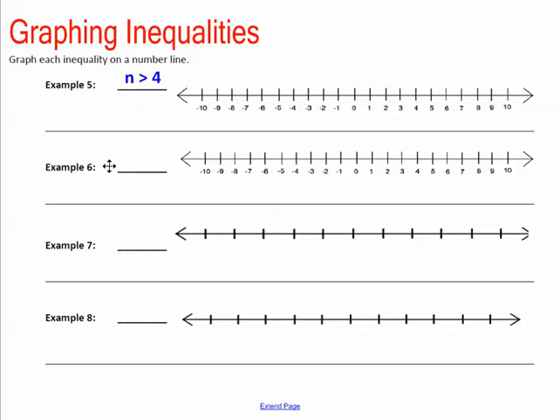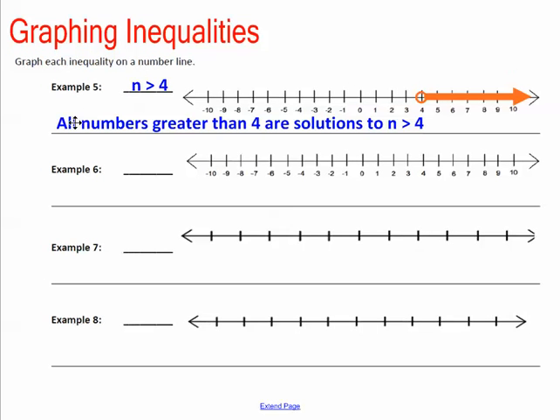All right, so let's do some graphing here. So example 5, go ahead and write this. n is greater than 4. So it's greater than 4, so I'm going to go to 4, but it does not include 4, so I'm going to circle it. And then it's everything in that direction. Okay, so what exactly does that mean? It means all numbers greater than 4 are solutions to n greater than 4.